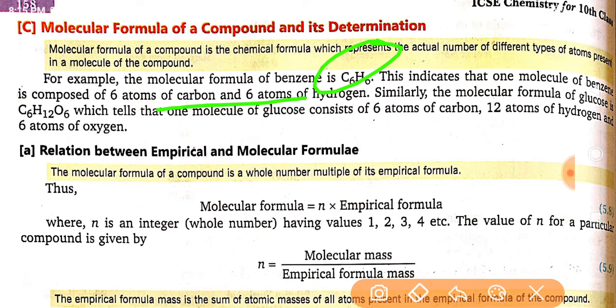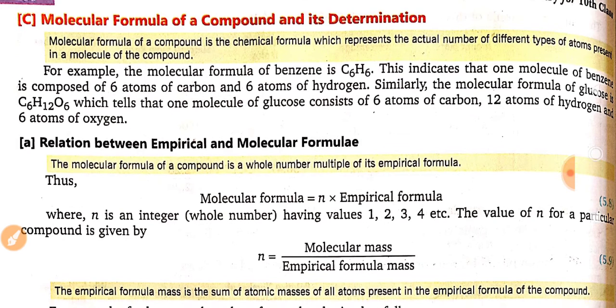Similarly, the molecular formula of glucose is C6H12O6, which tells us one molecule of glucose consists of 6 atoms of carbon, 12 atoms of hydrogen, and 6 atoms of oxygen.